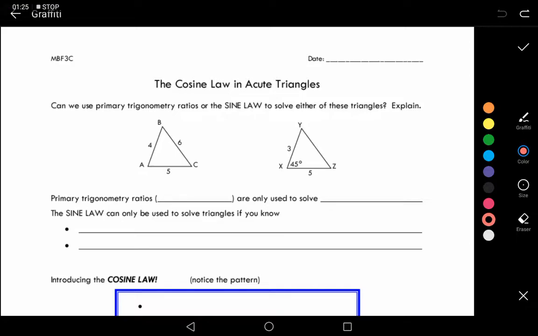Okay, so now let's think about the sine law. Remember, in order to use the sine law, we need one full ratio. As we can see here, all we have is those 3 side lengths. So we don't have a full ratio. So we can't use either the trig ratios or the sine law to solve this triangle, right? So just to make note of that, we need a full ratio or a right angle.